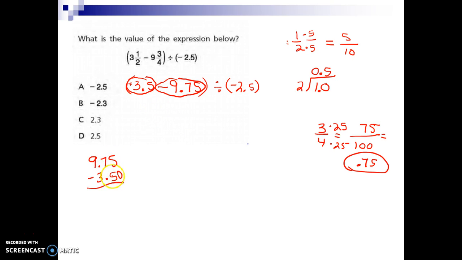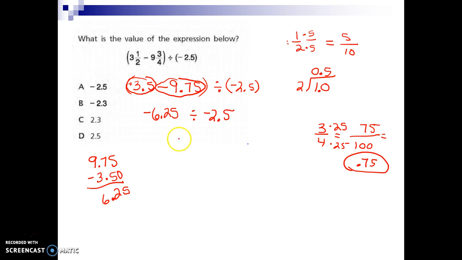You'll notice I lined my 5 up underneath my 7, and I included a 0 here in the hundredths place because you have to line up your place values. 5 minus 0 is 5. 7 minus 5 is 2. Drag down your decimal point. 9 minus 3 is 6. And what do we have more of? Oh, 9 is definitely bigger than 3. Negative 6.25 divided by negative 2.5.